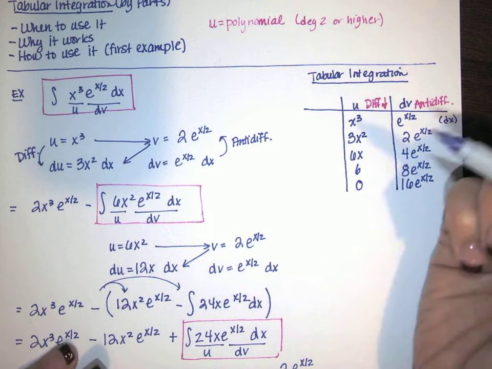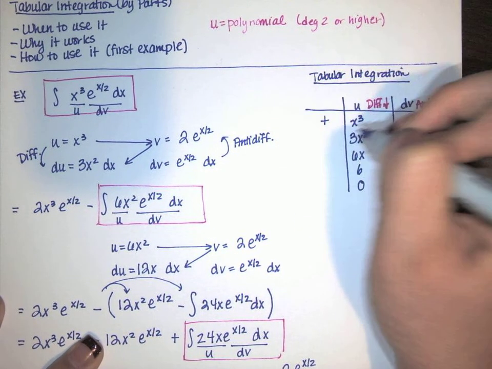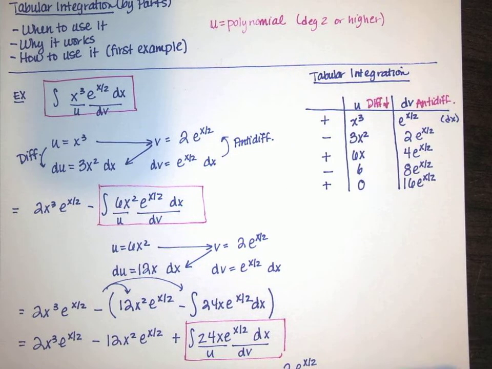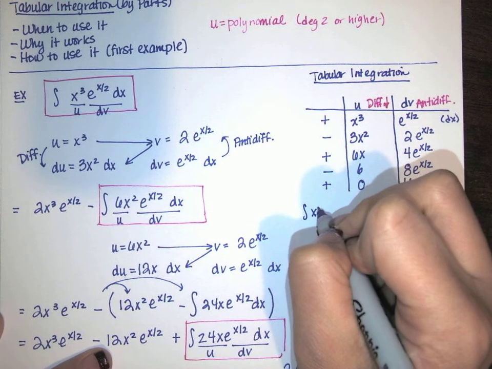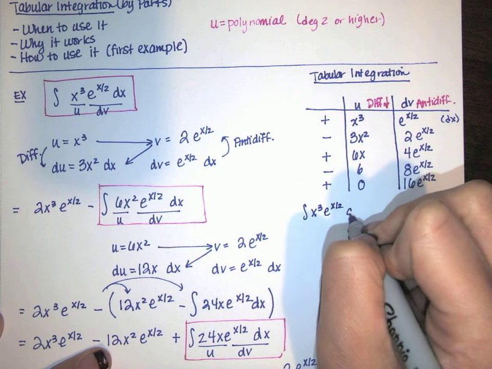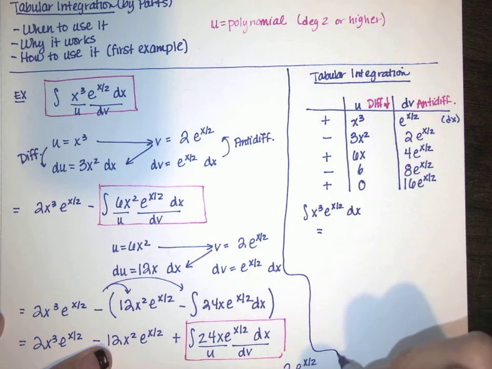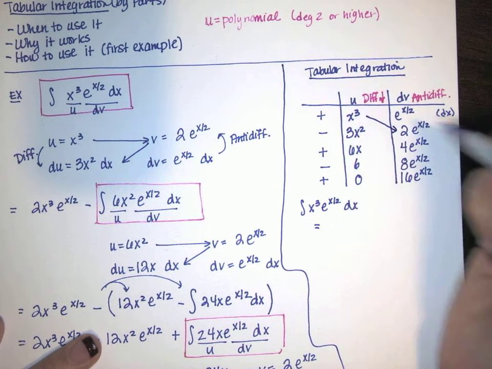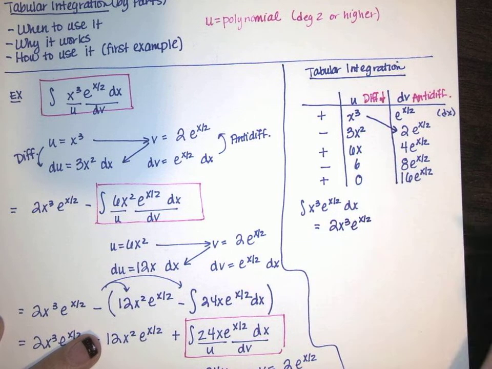Now on the side there's going to be a sign convention. I'll tell you what to do with these signs in a minute. So we're going to have plus, always starts with a plus, then a minus, then a plus, then a minus, then a plus. Okay, now the answer to this one, the integral of x cubed times e to the x over 2 dx, is given by this. You want to multiply across this diagonal. So we get 2x cubed e to the x over 2.